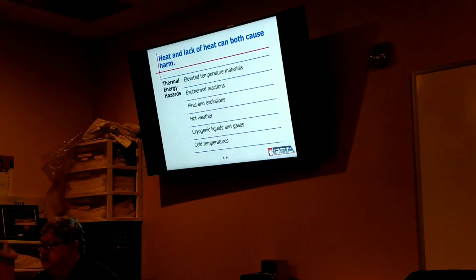Elevated temperatures, exothermic reactions, hot weather, cryogenic liquids. How many of those do we see going through here? Cryogenics. Liquid oxygen, liquid nitrogen. What else do they use around here? Ammonia. So anyway, that's some of the stuff. Cold temperatures.